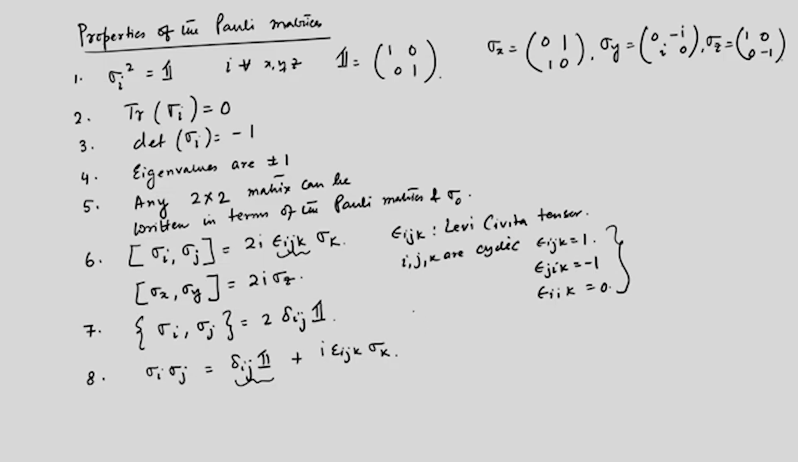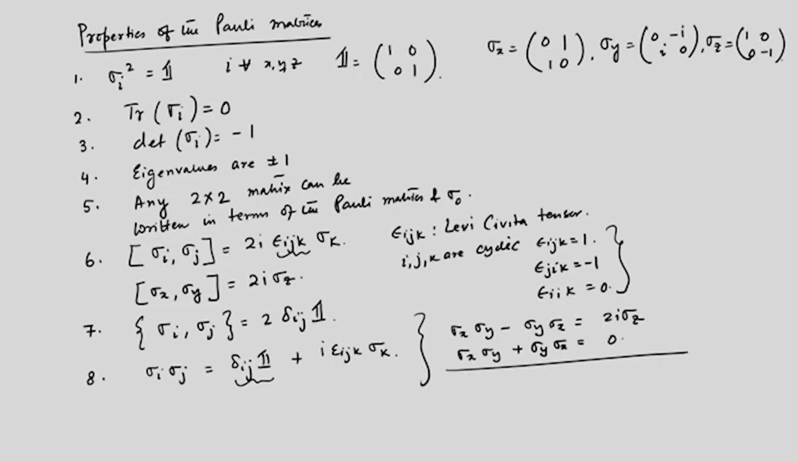So what I mean by that is, suppose equation 6 is sigma x sigma y minus sigma y sigma x is equal to 2i sigma z, and from 7 one gets sigma x sigma y plus sigma y sigma x is equal to 0, because i is not equal to j. If you sum both of them, then this cancels and you get 2 sigma x sigma y equal to 2i sigma z, and this 2 will cancel and you get sigma x sigma y equal to i sigma z, which is exactly what I said in 8.